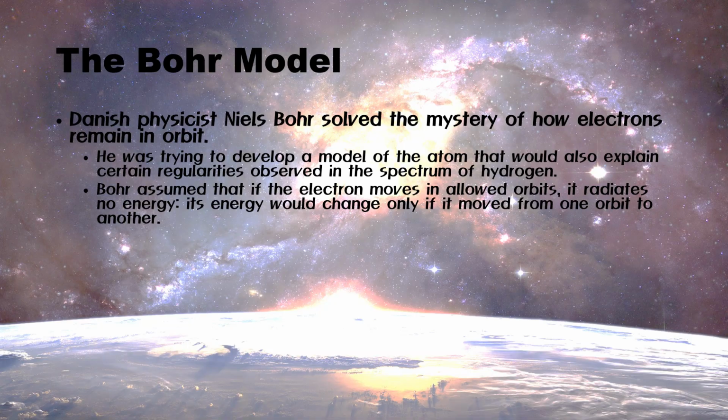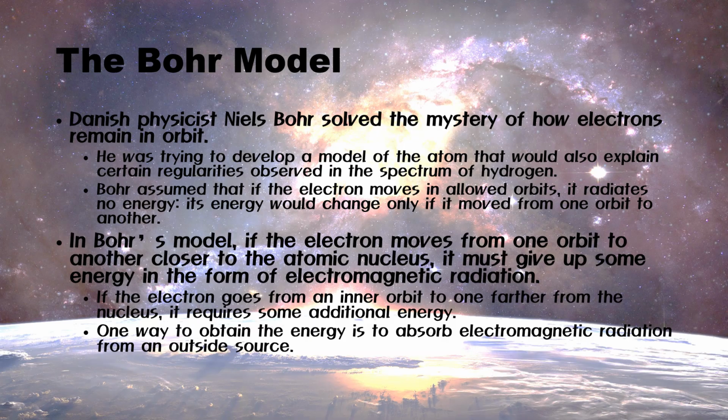Physicist Niels Bohr solved the mystery of how electrons remain in orbit. He was actually trying to develop a model of the atom that would explain certain regularities observed in the spectrum of hydrogen. Bohr assumed that if the electron moves in allowed orbits, it radiates no energy. Its energy would change only if it moved from one orbit to another. In Bohr's model, if the electron moves from an orbit to another closer to the atomic nucleus, it must give up some energy in the form of electromagnetic radiation. If the electron goes from an inner orbit to one that's farther away from the nucleus, it's going to require some additional energy. Now, one way to obtain the energy, of course, is to absorb electromagnetic radiation from an outside source.